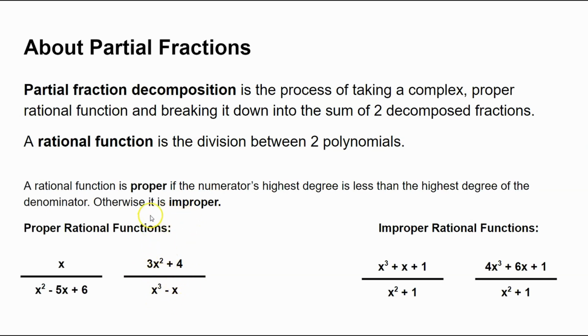Now, if that is not the case, then it's an improper rational function. Right here, the numerator's highest exponent is greater than the denominator's highest exponent. And also, if the highest exponents of the numerator and denominator are equal, so let's say this was x squared plus x plus 1, it would still be an improper rational function. Why that matters, we're going to see later.